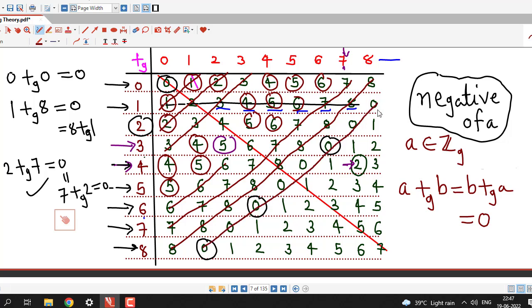If we draw the lines perpendicular to the main diagonal, we can observe that entries are symmetric with respect to the main diagonal. This shows that Z9 is an abelian group. The commutative property is satisfied.